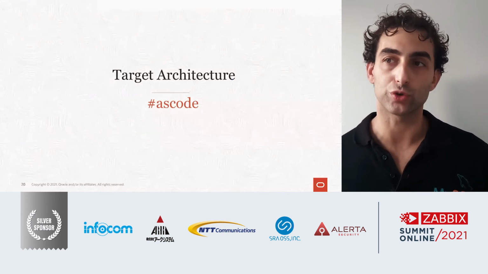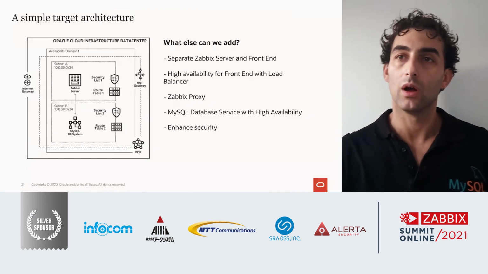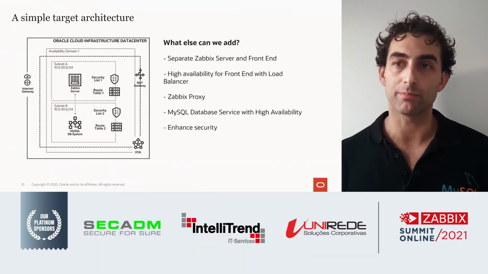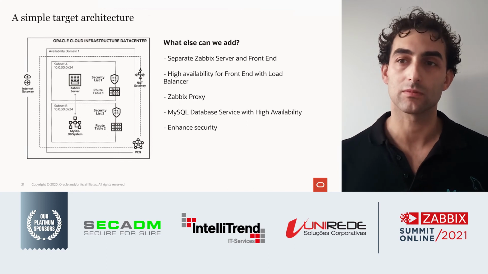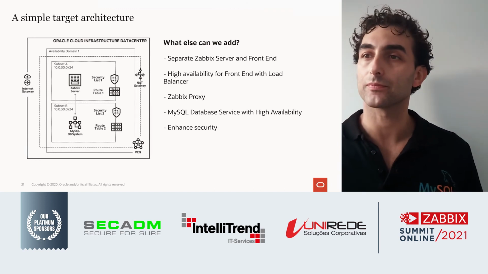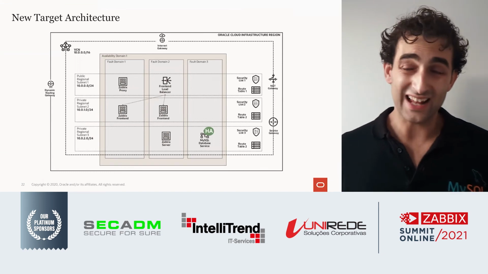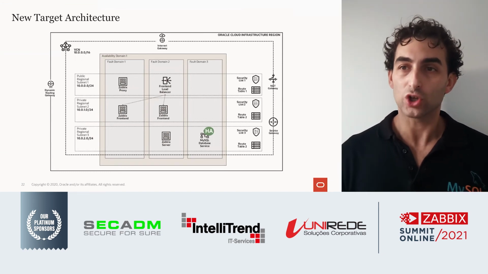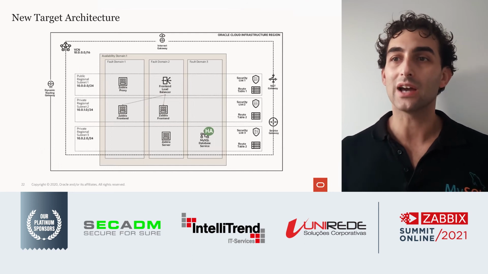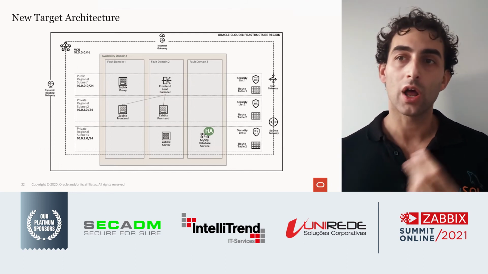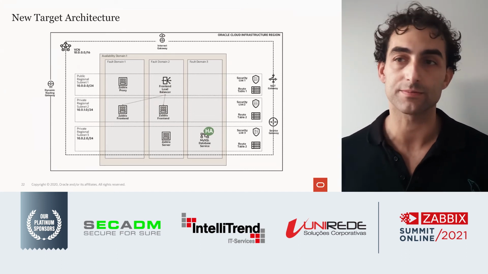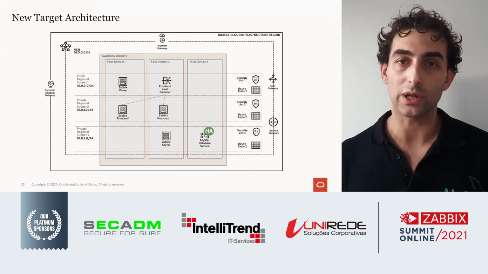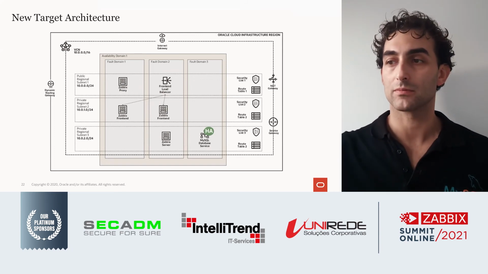Now, target architectures as code. A simple target architecture, very simple. One Zabbix server with front-end, one database. That's it. With all the network accessories. We can enhance that architecture. We can add two Zabbix front-ends, decoupled from the server, and we can add a proxy in another subnet to accept additional client connections. And we can use MySQL database service with high availability.